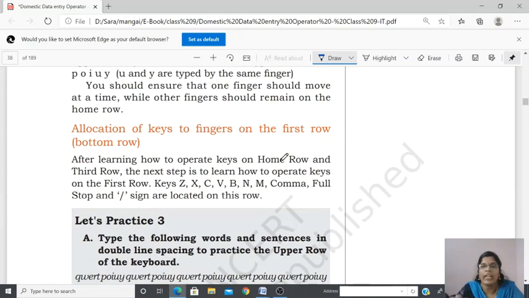Then allocation of keys to fingers on the first row, that is the bottom row. So again we are using the little finger, ring finger, middle finger, index finger. And what is the use of the right thumb? Yes, to give a space. To give a space, we are using the right thumb. Clear? Okay.